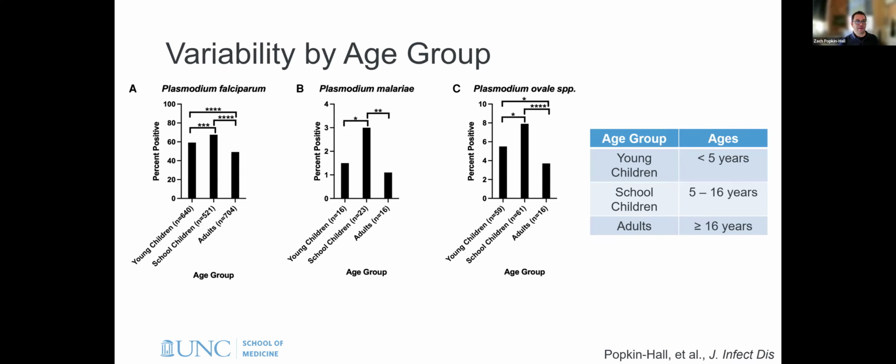But we do see that trend also in Plasmodium malariae in the middle there, and in addition in Plasmodium ovale on the right. And so that may partially explain what's going on in that other study that looked exclusively at school children, since we do see that school children seem to have significantly higher rates of Plasmodium ovale here than the adults or the younger children.